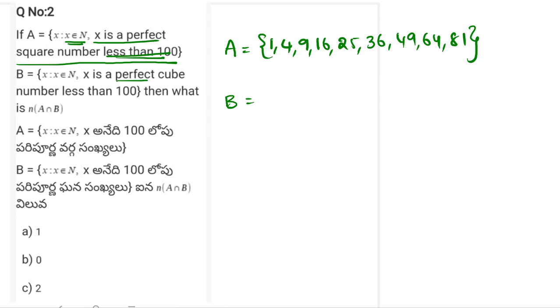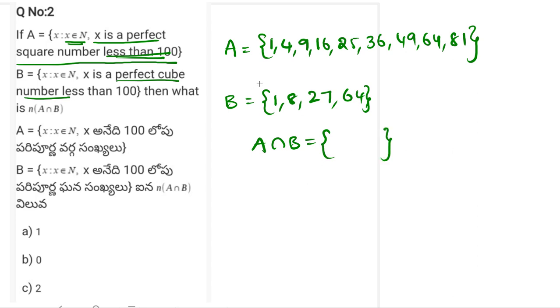B equal to, we need to write perfect cube numbers less than 100. What are the perfect cube numbers? 1 cube 1, 2 cube 8, 3 cube 27, 4 cube 64, 5 cube that will be 125. Let us stop here. Now A intersection B, what are the numbers common in both the sets A and B? We have 1 and 64. So only two numbers we have.